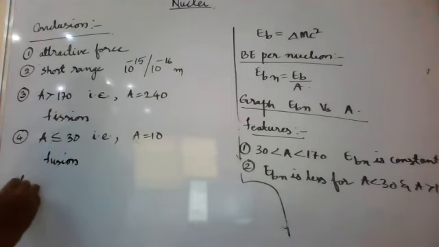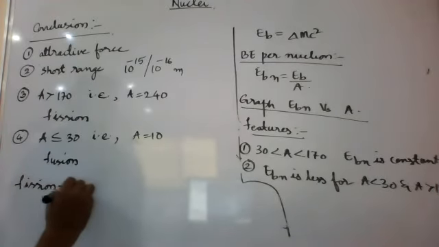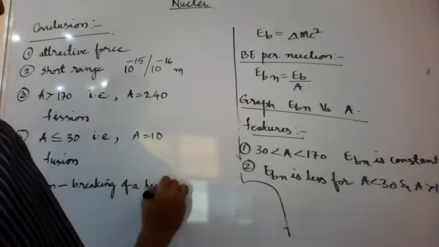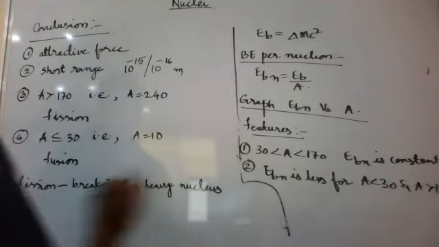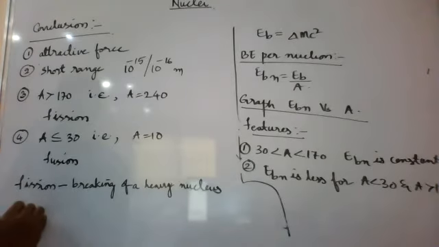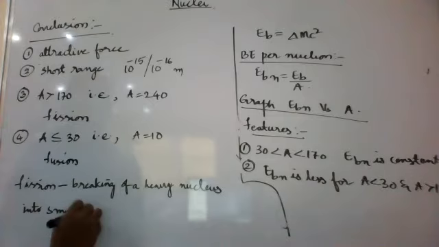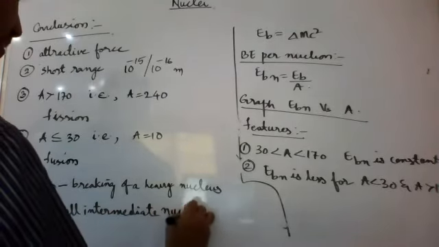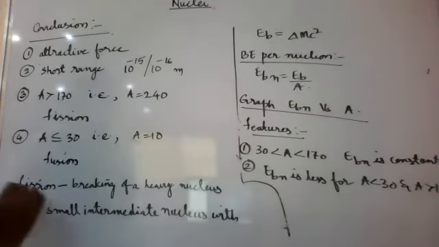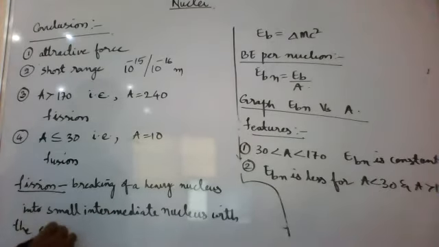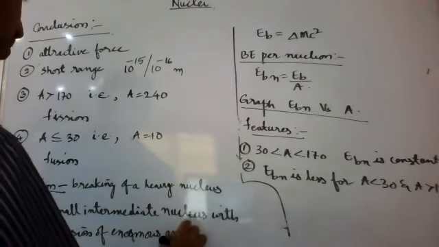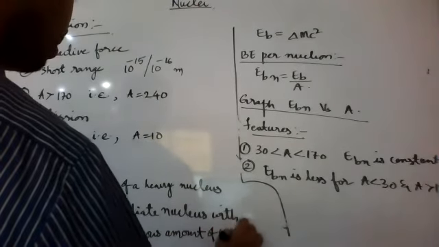What is fission? Fission means breaking of a heavy nucleus into small intermediate nuclei with the emission of an enormous amount of energy. With the emission of an enormous amount of energy, that is said to be fission.